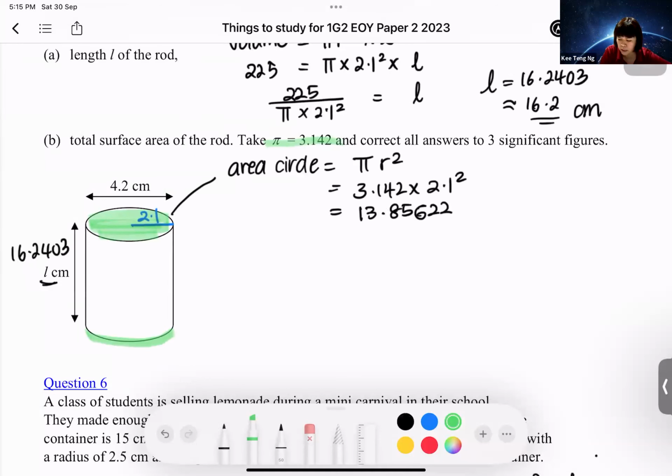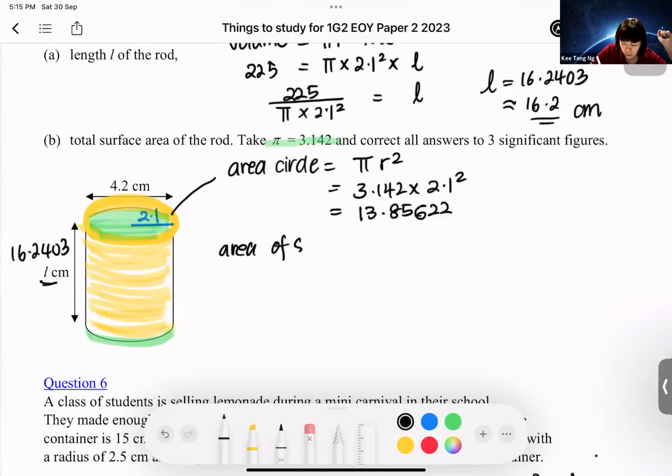Then the next problem is to find the curved surface area. How do I find this curved surface area? Remember, if we put our cream on the outer side, I actually need to put it at the circumference, right? So I'm using the circumference times the whole of my length over here. Okay, so the area of the sides will be taking the circumference.